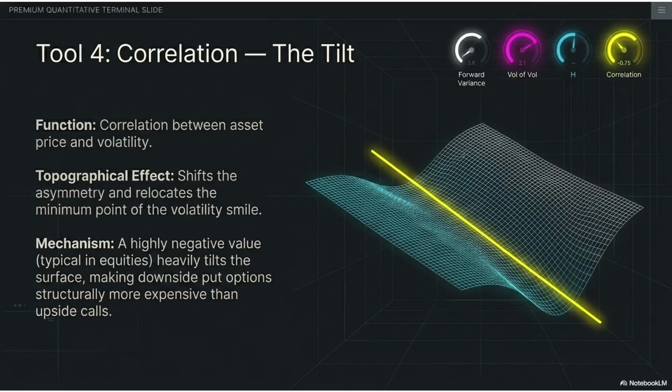And for the tilt, or the correlation, this functions as the correlation between the asset price and volatility. It shifts the asymmetry and relocates the minimum point of the volatility smile. Mechanically, a highly negative value heavily tilts the surface, making downside put options structurally more expensive than the upside calls.